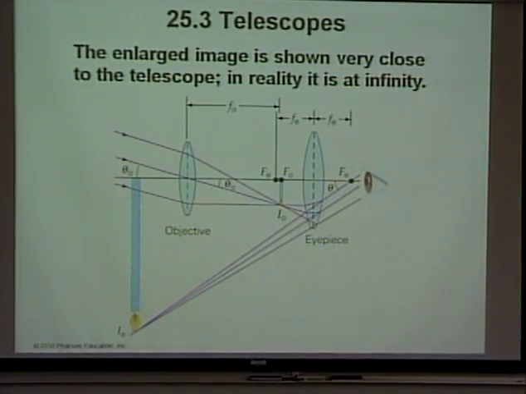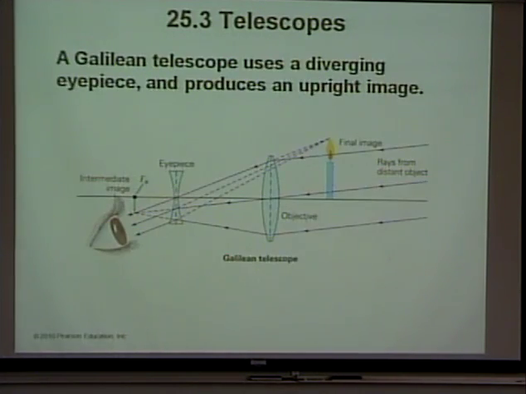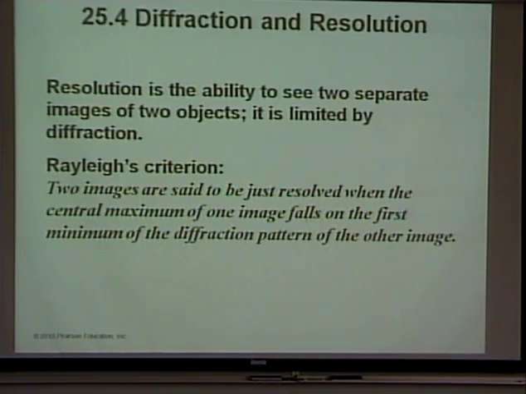And you actually get, these are all real images, which is kind of cool. All right. Galilean telescope. Okay, now let's talk about Rayleigh's criterion.